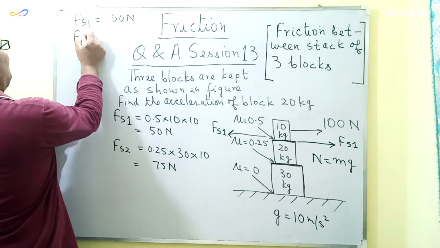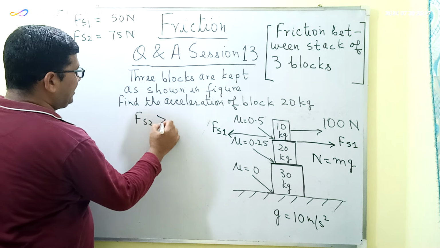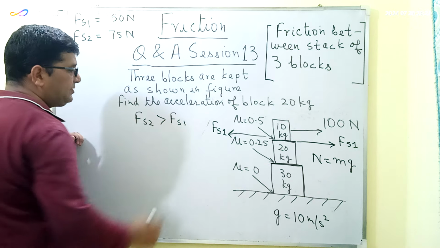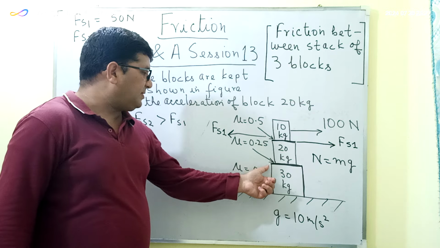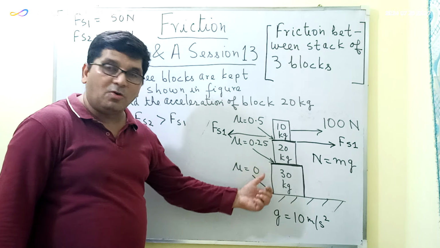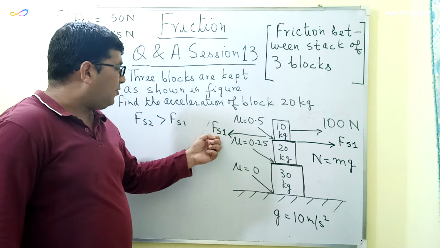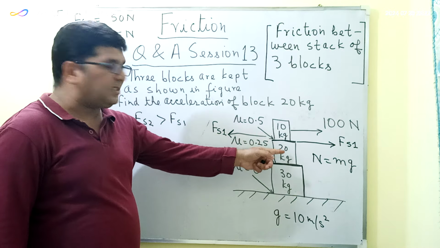Now Fs1 is the force of friction at the interface of this 10 and 20 kg block, and Fs2 is the force of friction at the interface of 20 and 30 kg block. Now here we can see that this Fs2 is greater than Fs1. That is, the force of friction at the interface of 20 and 30 kg is more than the force of friction at the interface of 10 and 20 kg.